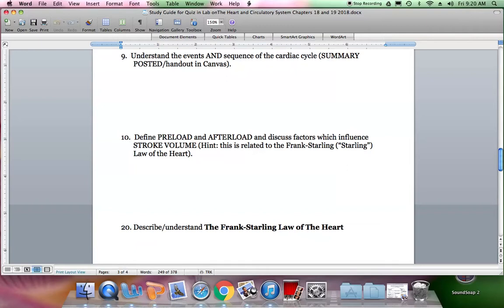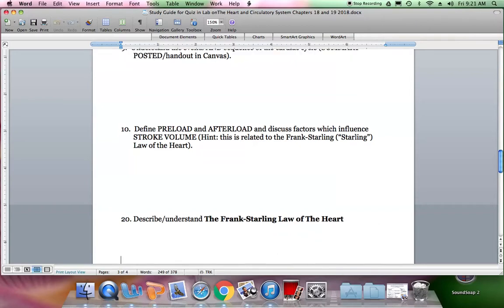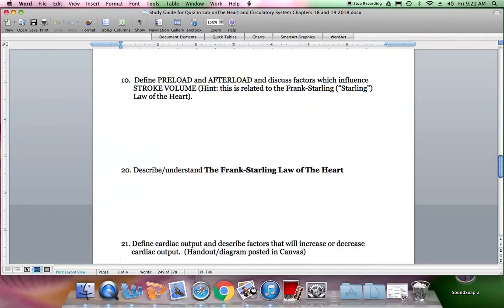This is also summarized on a handout in your book, and it talks about cardiac output, which is the heart rate, meaning how many times the heart contracts or beats per minute, times the stroke volume. And I believe that one's coming up pretty soon.